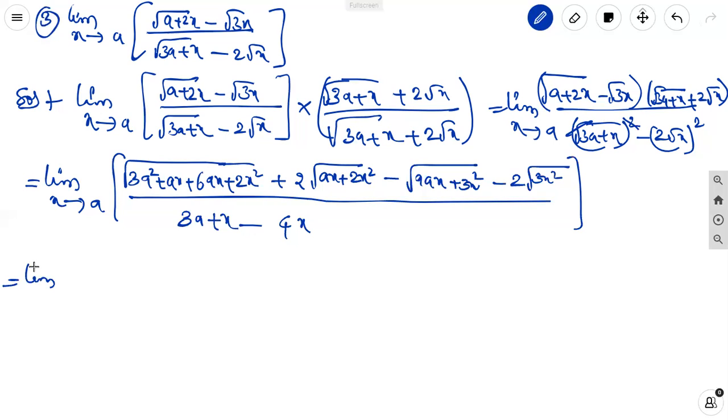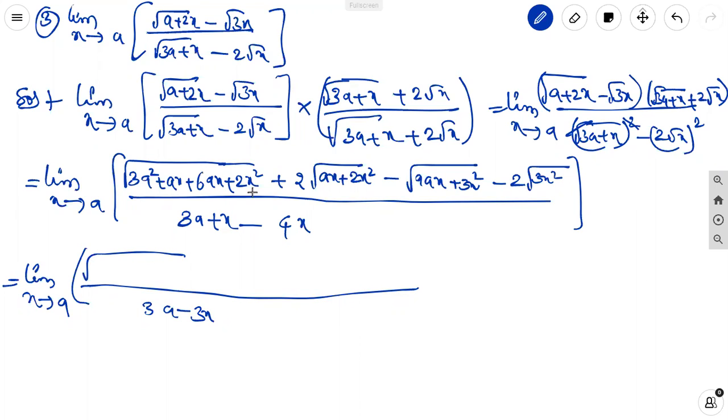It is equal to limit x tends to a, under root of ax plus 2 root 3ax plus 2 root x. In the denominator, we can simplify: it is 3a minus 3x. In the numerator, it can be calculated; it's a little bit difficult. Just we can go through the same multiplication.